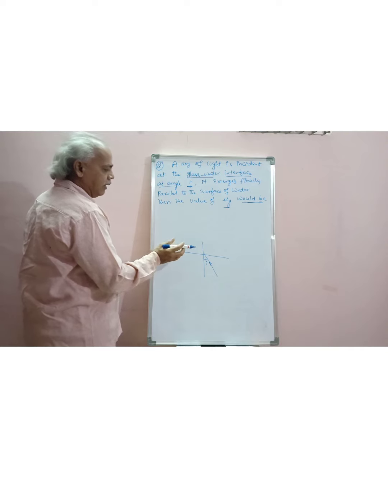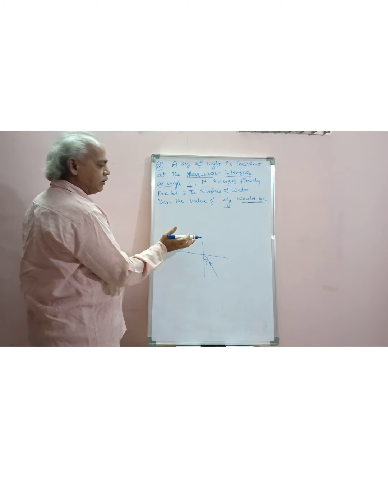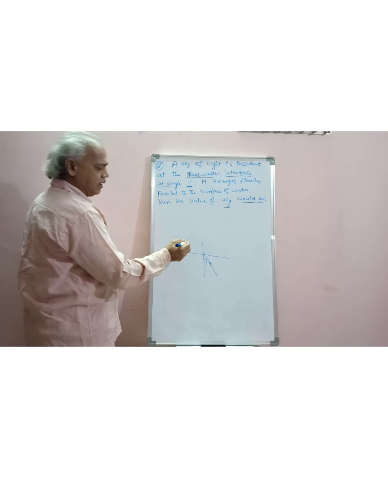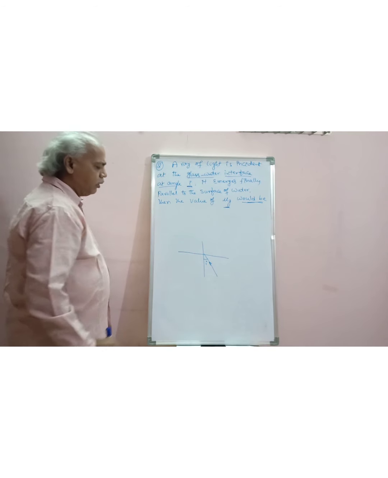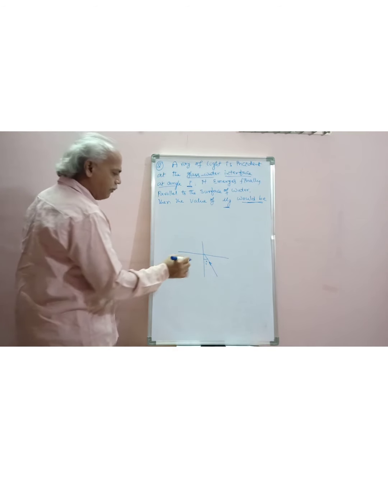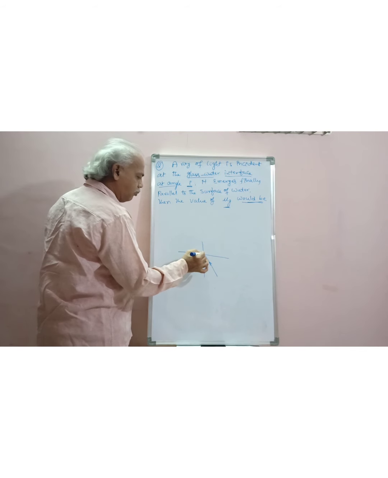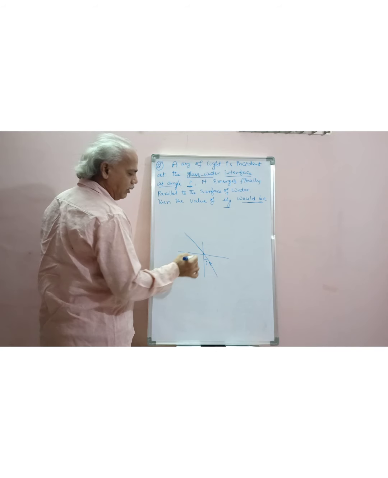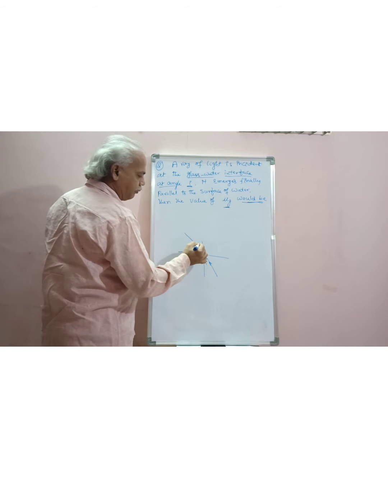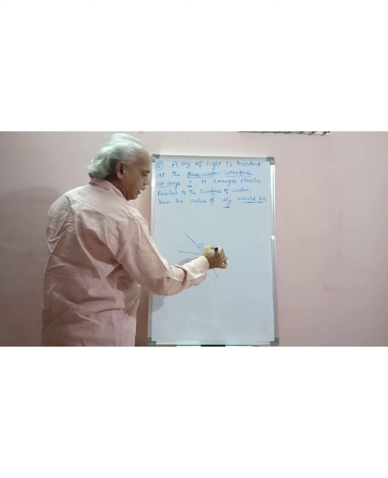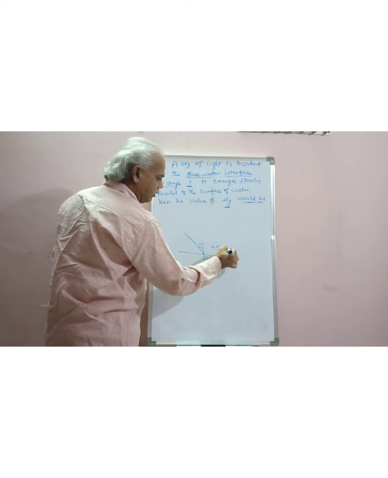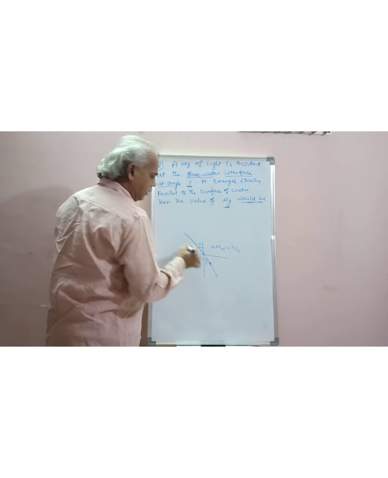Then the ray of light refracts from glass to water. So water is a rarer medium with respect to glass. So what happens? The ray of light moves away from the normal like this. So it is the angle of refraction. The refractive index of water with respect to air is equal to 4 by 3.